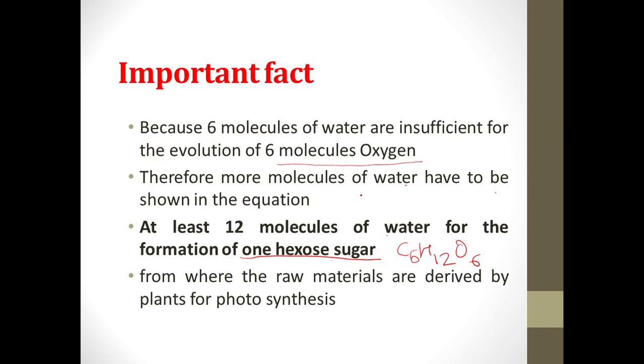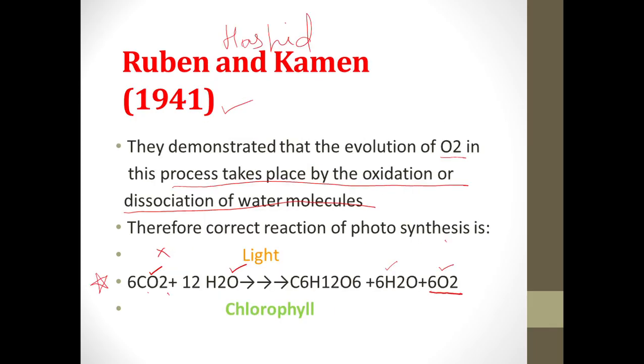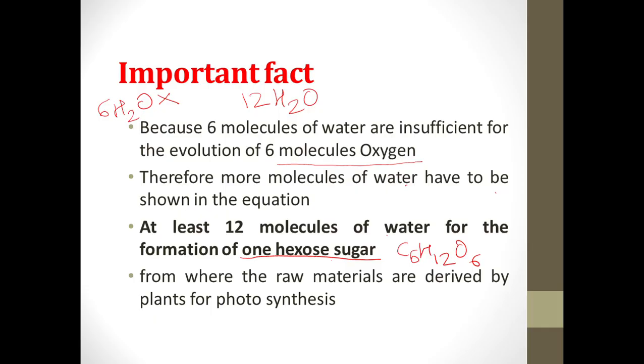Therefore, more molecules of water. So how many molecules of water? Earlier in the photosynthesis equation, 6 H2O were used, but this is not right. At least 12 moles of H2O are used. See in the previous slide, 12 moles of H2O are used because to make 6 molecules of oxygen, 12 molecules of water are required.